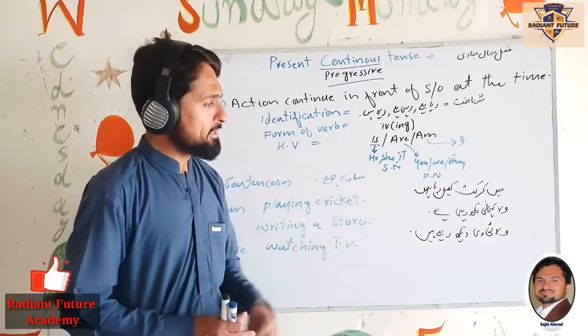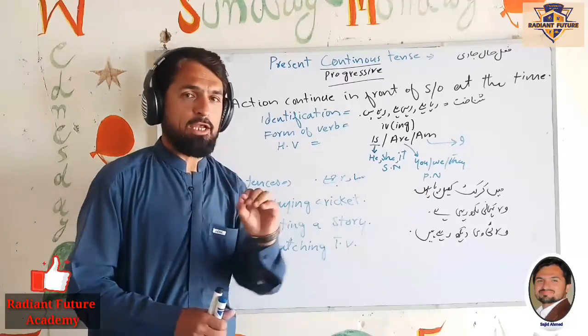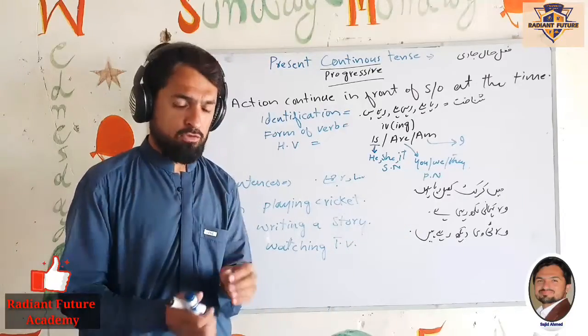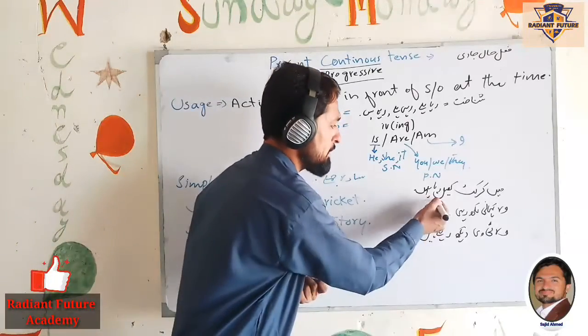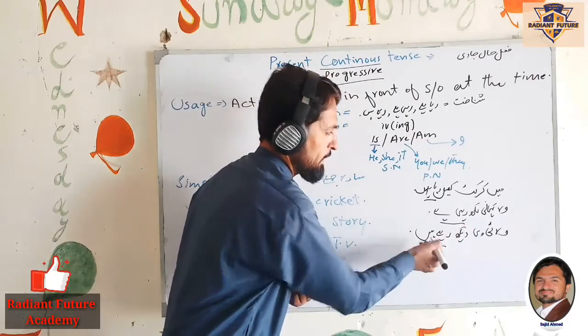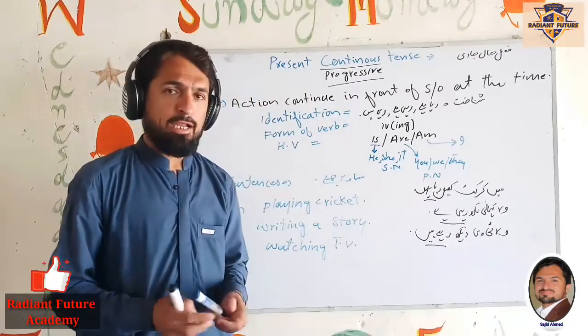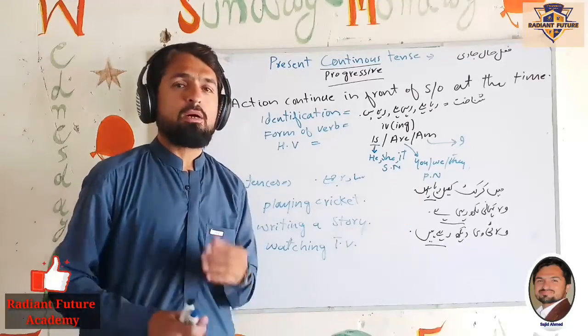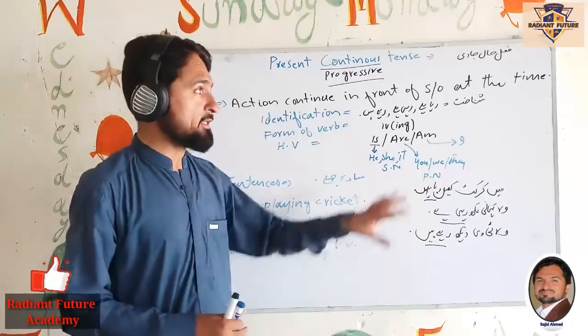Here are some Urdu sentences. मैं क्रिकेट खेल रहा हूँ. At the end of the Urdu sentence रहा हूँ is coming. वो कहानी लिख रही है. At the end of the Urdu sentence रही है is coming. वो टीवी देख रहे हैं. At the end of the Urdu sentence रहे हैं is coming. So this is the identification of progressive or continuous tense in Urdu.